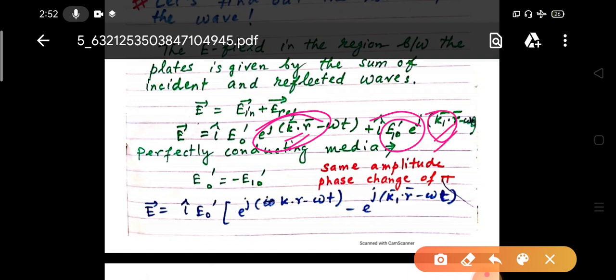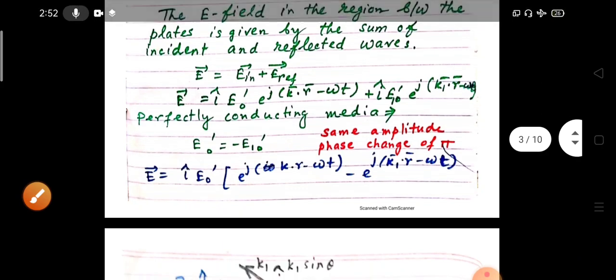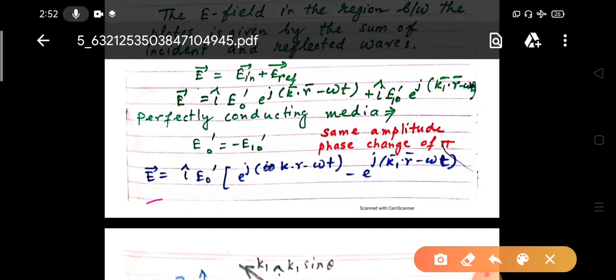Now we all know that for reflection from a perfectly conducting medium, the amplitude will be exactly equal with the opposite sign. So E naught prime will be equal to E1 naught prime. What does it mean? This means the same amplitude but a phase change of pi.